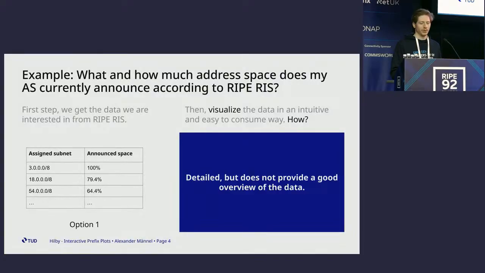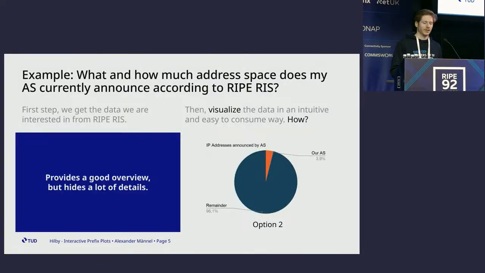So maybe we want to have another option, like a pie plot. This is great for overview, but we're losing some of the details here, some of the maybe interesting parts, because it is getting averaged out in this visualization. And maybe someone already has an idea which AS data I used for this.